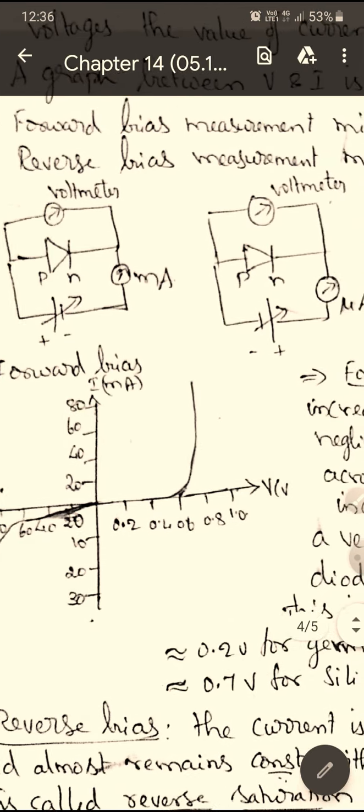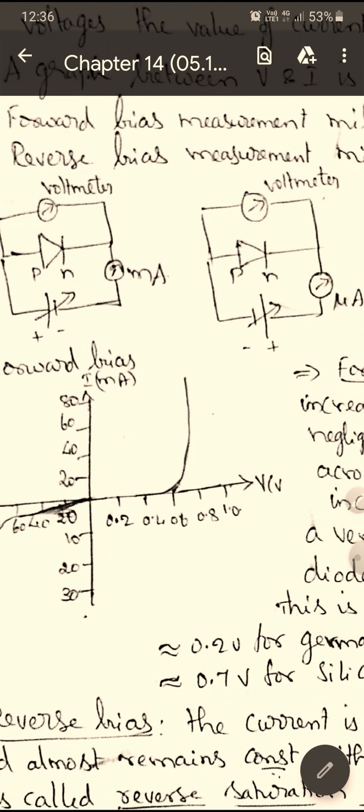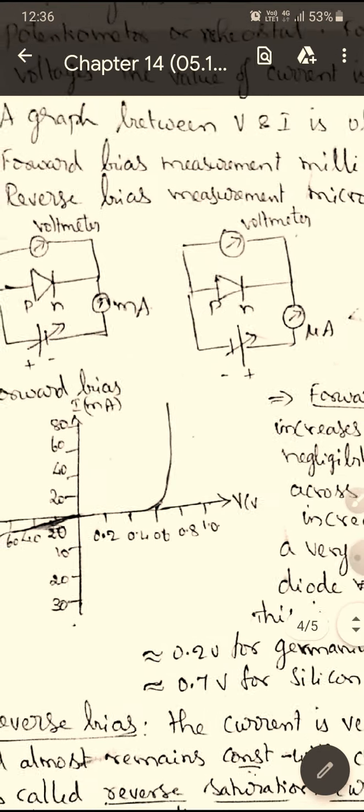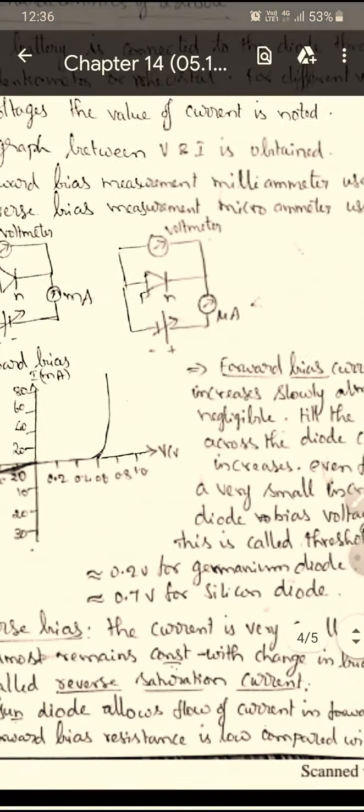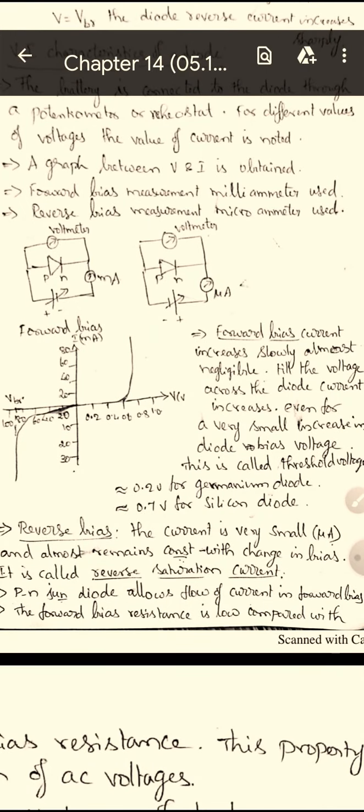If we go for reverse bias, see here, the P side is connected to the negative of the battery. Here we are using a variable rheostat, and instead of a milliammeter, we are using a microammeter. If we draw the graph, forward bias is in the positive x and y axes, and reverse bias is in the negative axes.